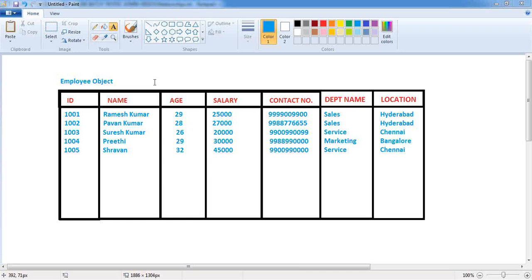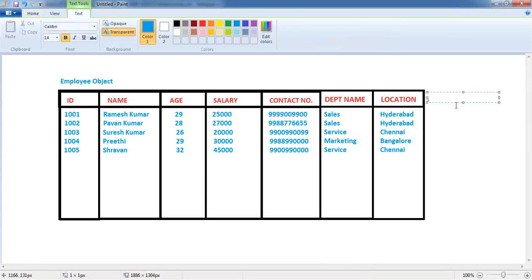Now that whole information I would like to store inside a single table, so I would like to create so many columns. To store this whole information, I'm creating so many columns over here.